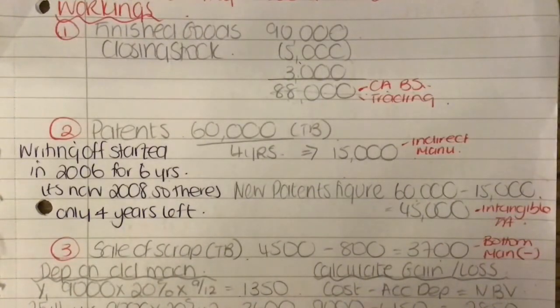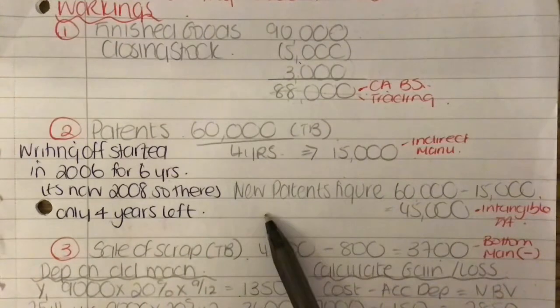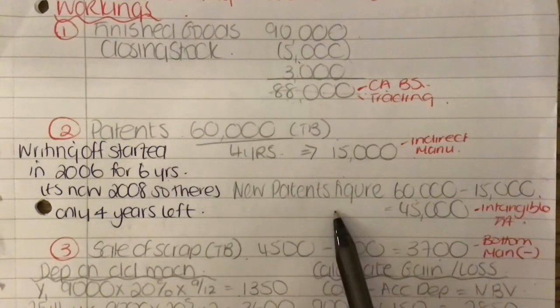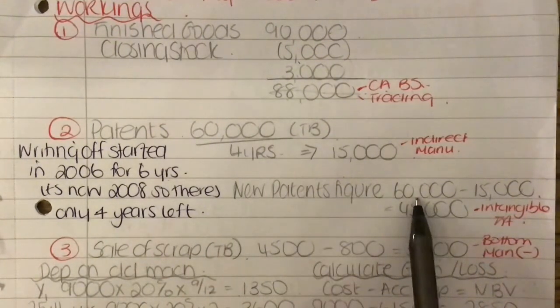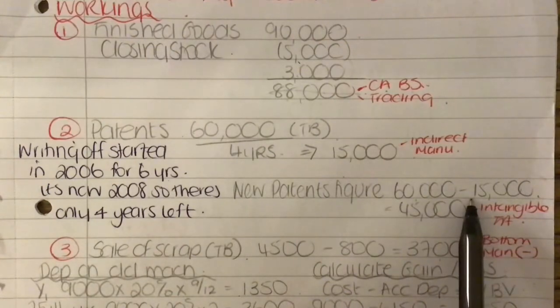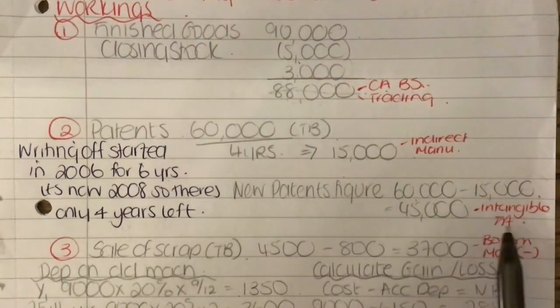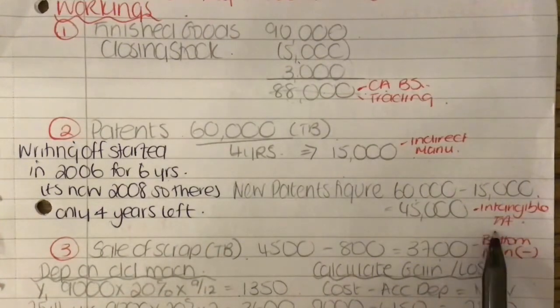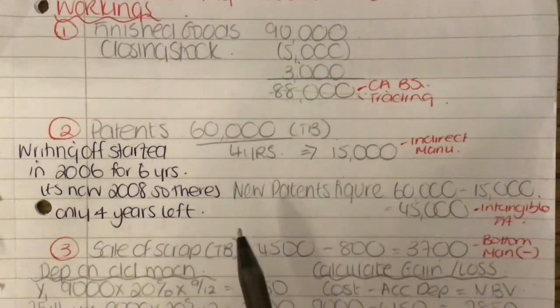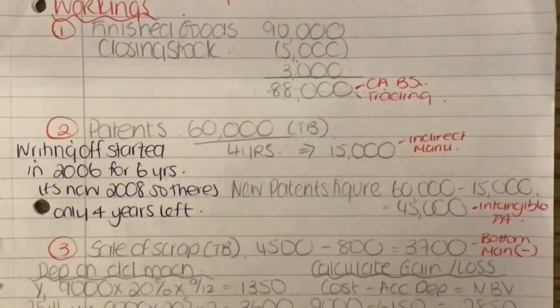You won't have it anymore, okay? And then your new patents figure, you need to find your new patents figure for your balance sheet. It's your 60,000 from the trial balance minus the 15,000 that we're writing off this year, which leaves them sitting there at 45,000 euro, and they're going to go into your intangible fixed assets in the balance sheet. Okay, that's that one. Next is working number 3.